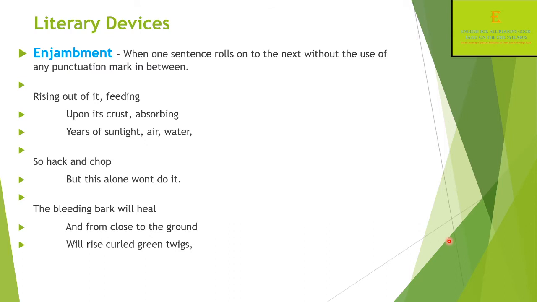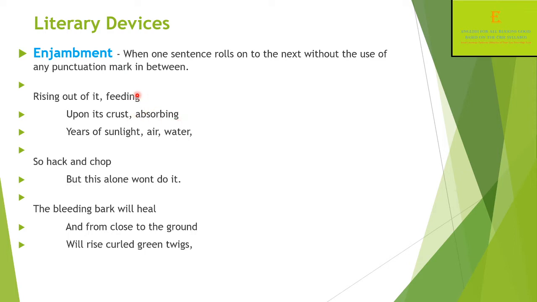So, first, literary devices. Now, enjambment. I've discussed this in part 1, from the lines of the poem. So here, enjambment means that one sentence rolls on, or continues on to the next line, without the use of any punctuation mark at the end of the line. It means like this: rising out of it, feeding upon its crust, absorbing years of sunlight, air, and water. So there is no punctuation mark after feeding, and no punctuation mark after absorbing.